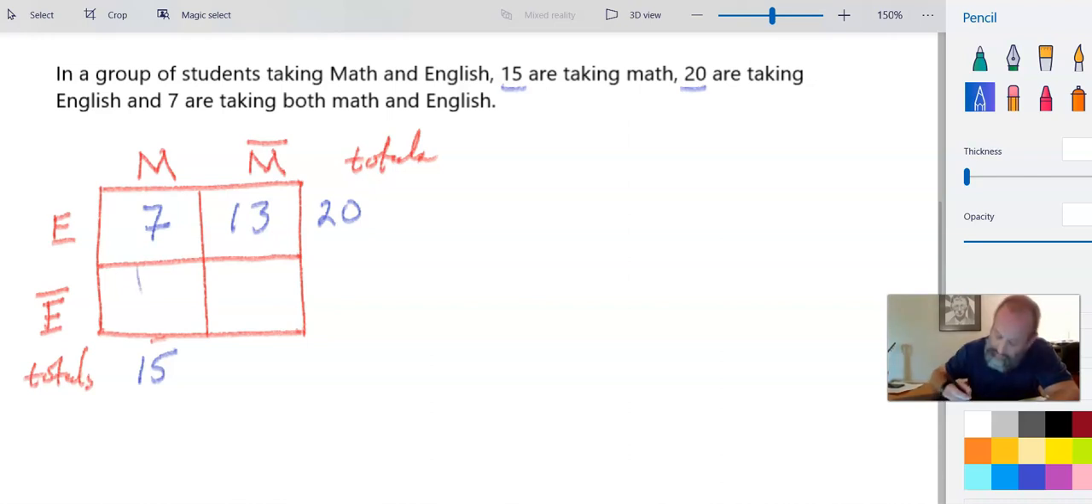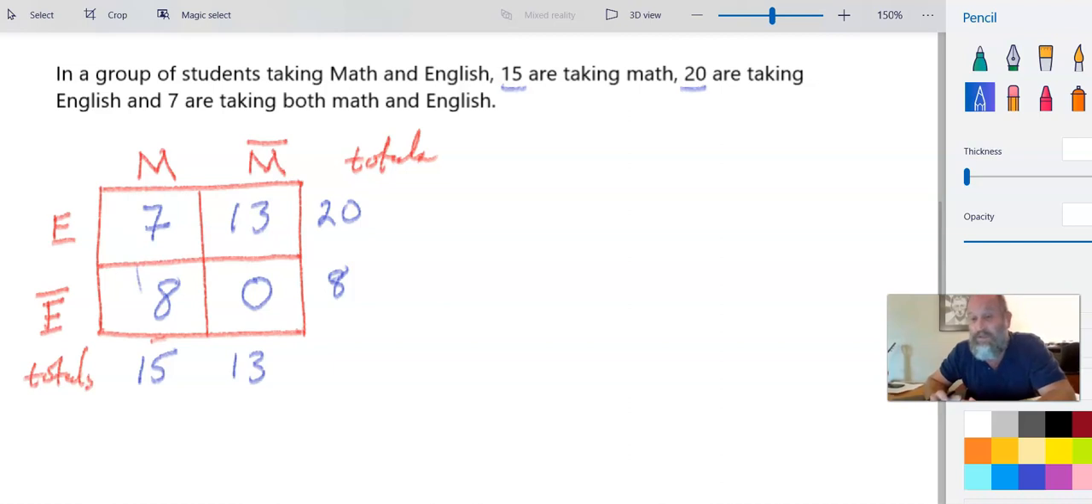And then there has to be 8 of them left over if I'm going to have 15 people taking math in total, right? Now, because this is a group of students who are taking math and English, that means the number of people who are not taking either should be 0. Okay? Now, that means the total number of people not taking math is 13, and the total number of people not taking English would be 8, right? So we just diced that whole thing down.